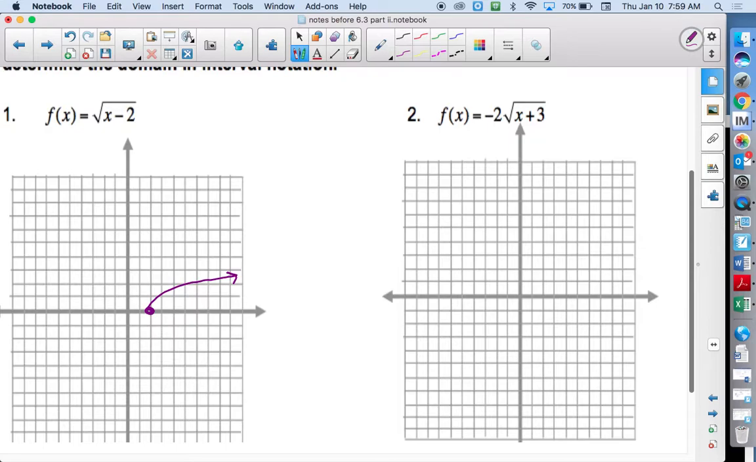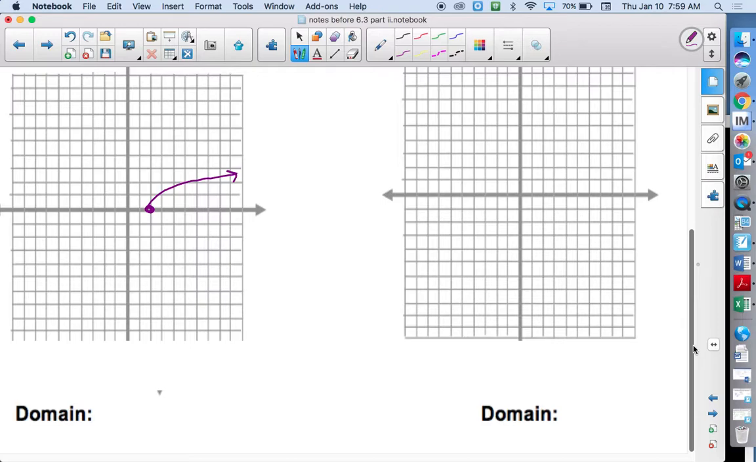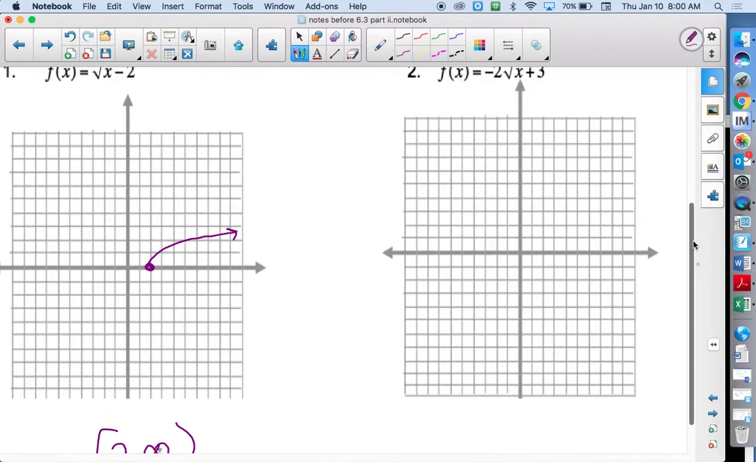So underneath it, it just wants you to give the domain. So the domain would be wherever it's starting on the x-axis, which is 2, and then it goes to infinity. Now it just asks for the domain. That's it. So domain 2 to positive infinity.